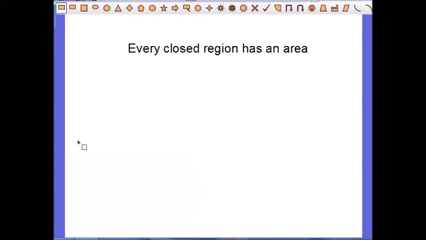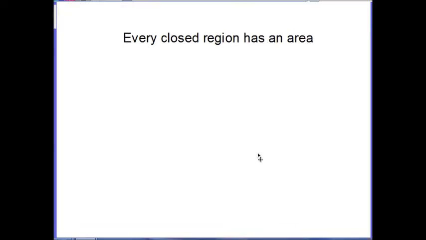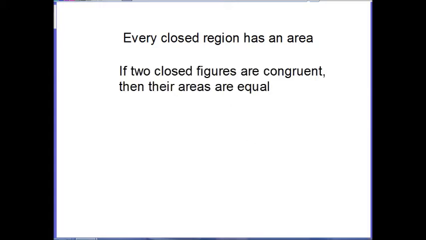Okay, next important concept. It's important to note that every closed region has an area. So again, as long as it's closed, you know you can find its area. Next, if two closed figures are congruent, then their areas are equal. So if we have congruent triangles, they'll have equal areas.